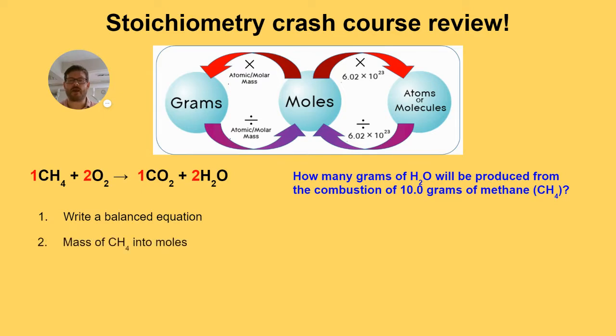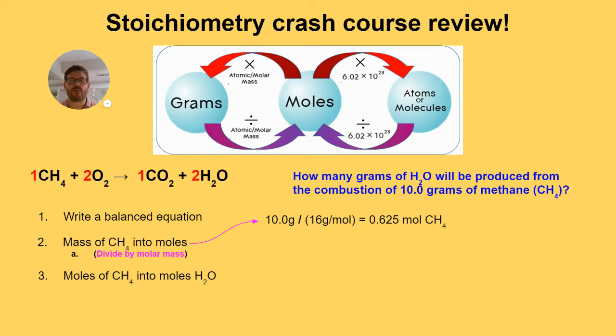Next, we want to turn the mass of the methane into moles. Do that by dividing by the molar mass. Molar mass of methane is 16 grams per mole. You can find that by looking up on the periodic table. Carbon has a molar mass of about 12 and hydrogen about 1. So 1 carbon and 4 hydrogens adds up to 16, or 16 grams per mole.